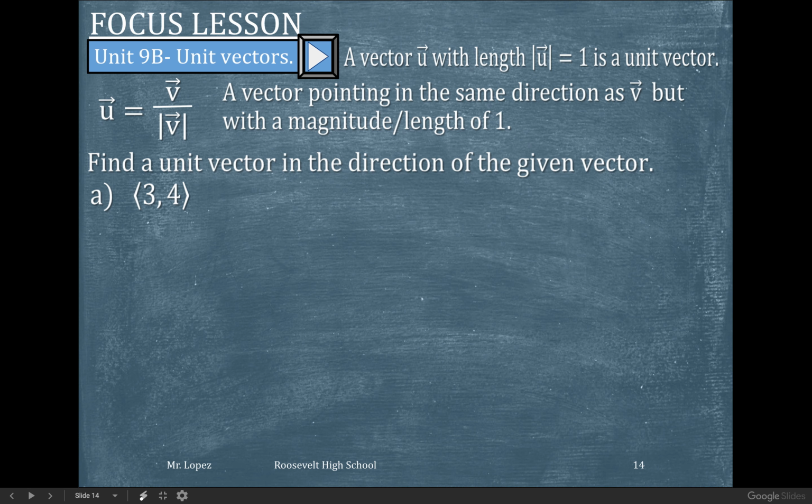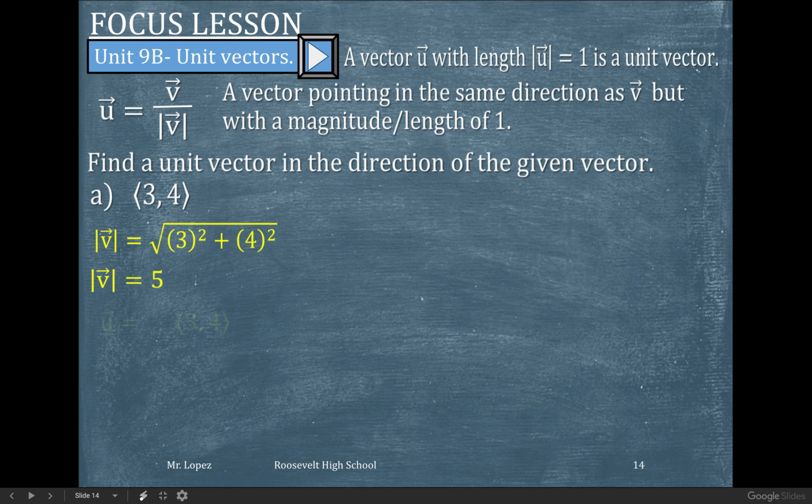For the vector with components 3, 4, what would be the unit vector for this vector? Step 1 is to find the magnitude of the vector, which is just using the Pythagorean theorem. And you should know that it's a 3, 4, 5 triangle. So the magnitude of the vector is 5.